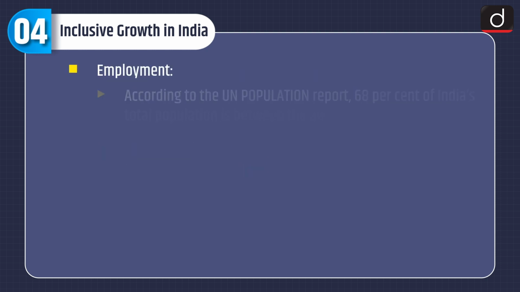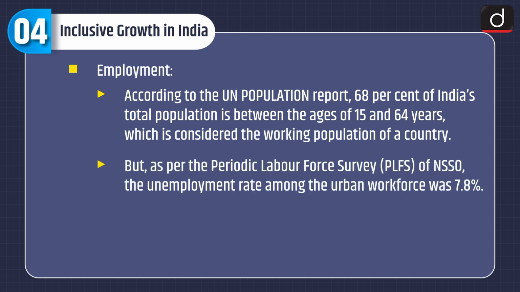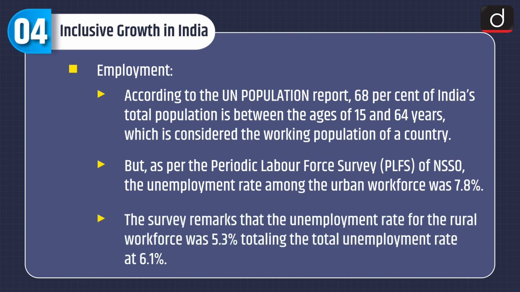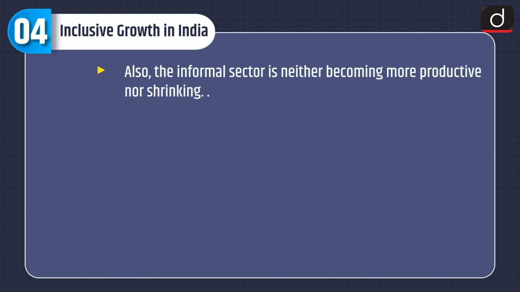Employment. According to the UN Population Report, 68% of India's total population is between the ages of 15 and 64 years, which is considered the working population of a country. But as per the Periodic Labour Force Survey of NSSO, the unemployment rate among the urban workforce was 7.8%. The survey remarks that the unemployment rate for the rural workforce was 5.3%, totaling the total unemployment rate at 6.1%. Also, the informal sector is neither becoming more productive nor shrinking.